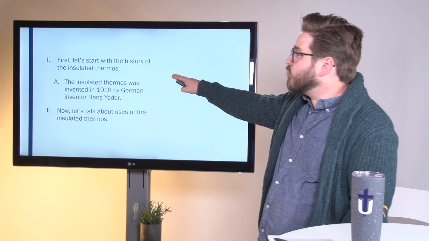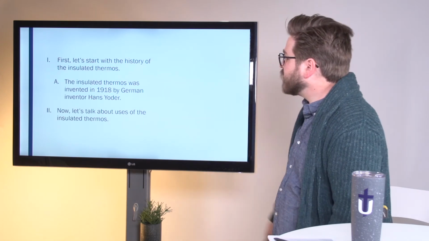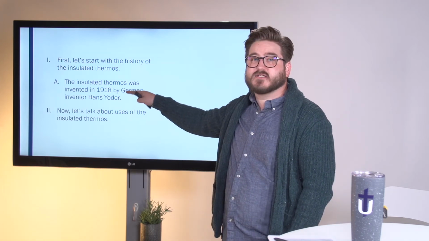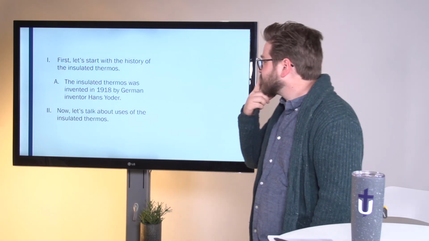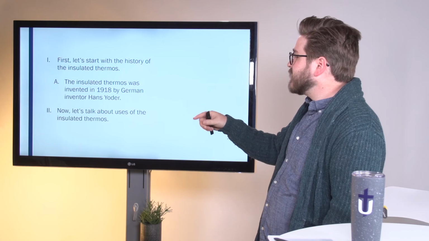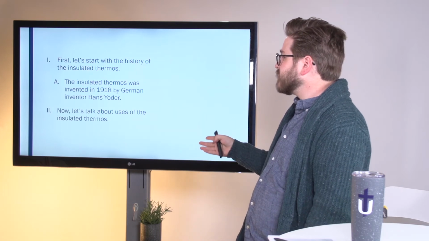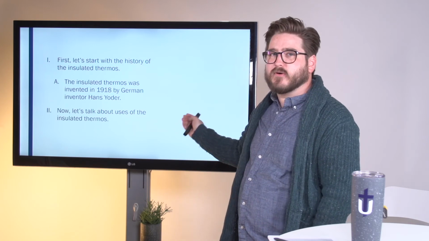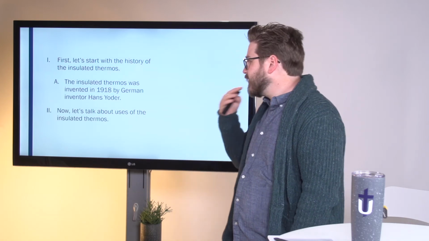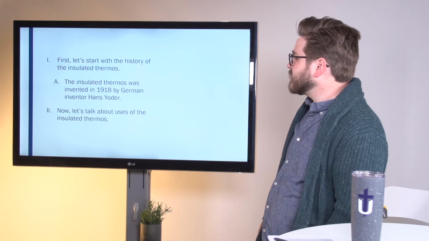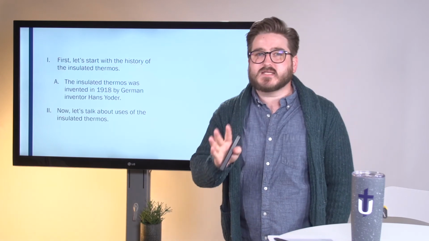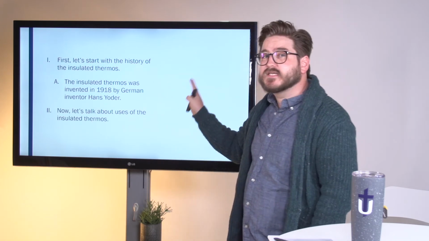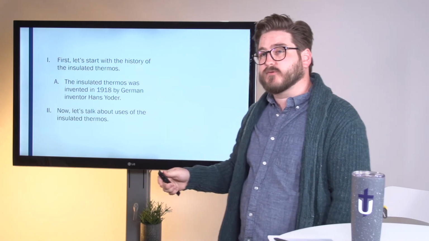I've got a Roman numeral 1 here that says, first let's start with the history of the insulated thermos. And I've got an A here to demonstrate some depth. The insulated thermos was invented in 1918 by German inventor Hans Yoder. I don't have a B though, I jump straight to my next main point. Let's talk about the uses of the insulated thermos. So, let's ask ourselves a couple of questions about this, because this violates the A-B principle.